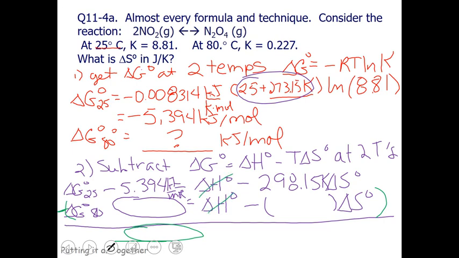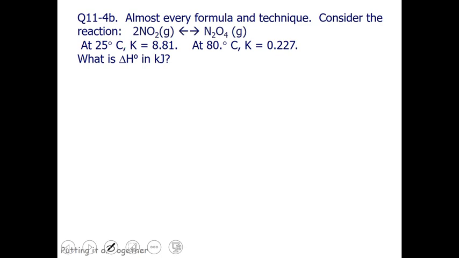The delta H naughts will cancel, and you will have some temperature times delta S naught. So your job will be to divide what's on the left side by what's on the right side. Now, keep in mind, you're being asked for the answer in joules per Kelvin mole. So whatever you get, remember to correct your kilojoules per Kelvin mole to joules per Kelvin mole.